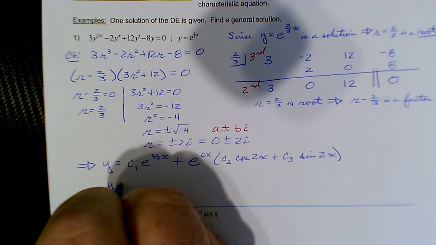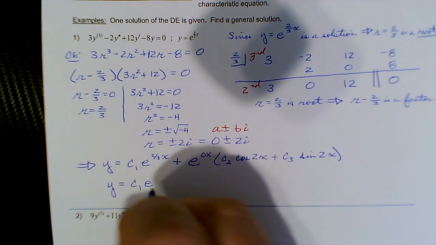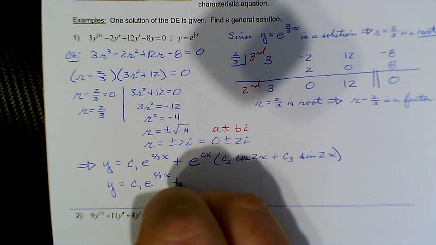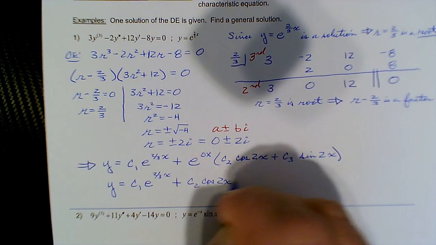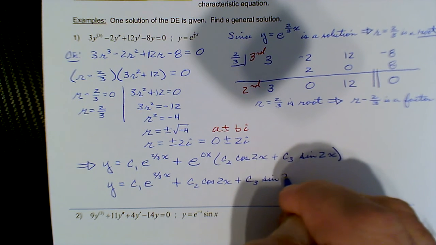And we don't want to leave the e to the 0x here, so just c1 e to the 2/3 x plus, that's 1, so just c2 cosine 2x plus c3 sine of 2x.